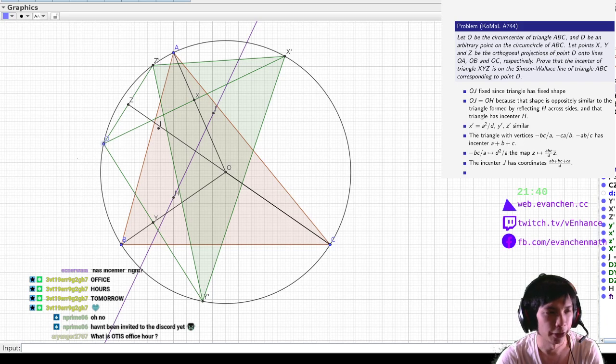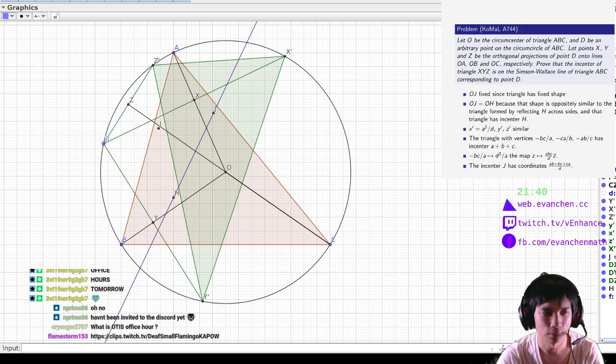Okay, so that's j, and I want to show that j is on the Simpson line of d, which it is, because... Why is it? How do I check this?